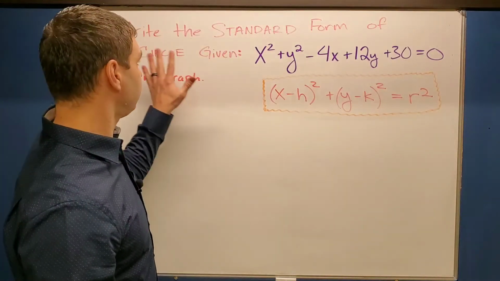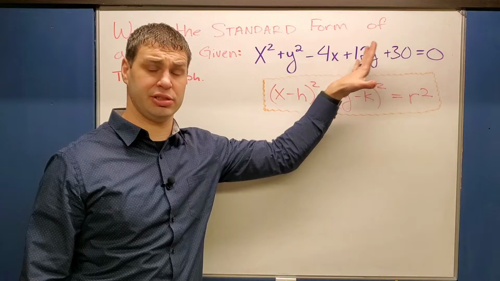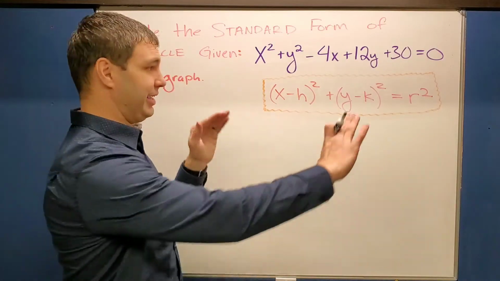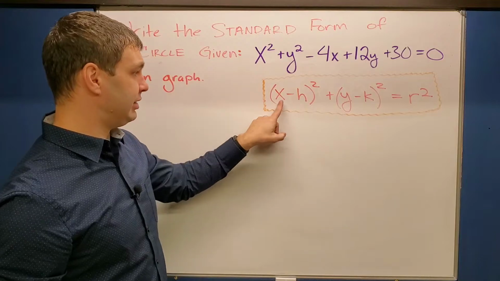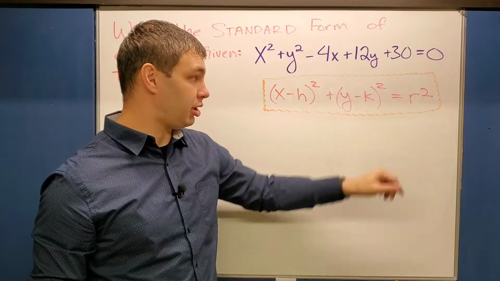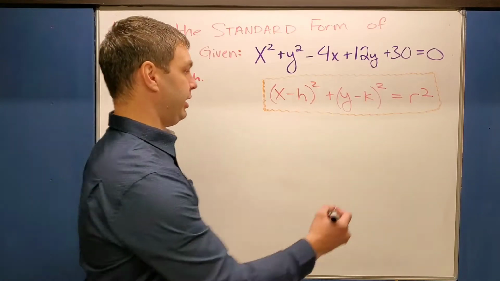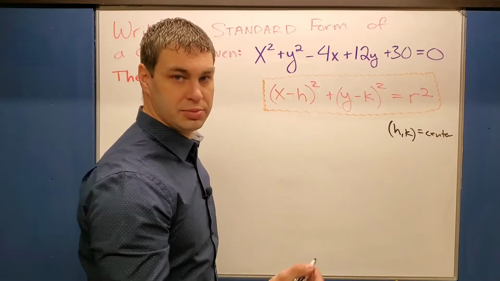All right, this problem is asking us to write the standard form of this circle given this equation. That's actually called the general form of a circle, where the x's and the y's are all mixed up. Remember, standard form here in this orange box is x minus h quantity squared plus y minus k quantity squared equals r squared, where the (h, k) is going to be your center, and the r is going to be your radius.